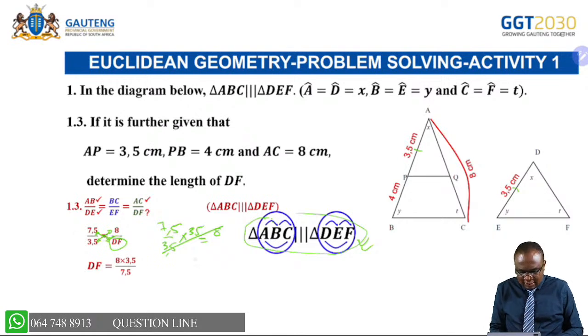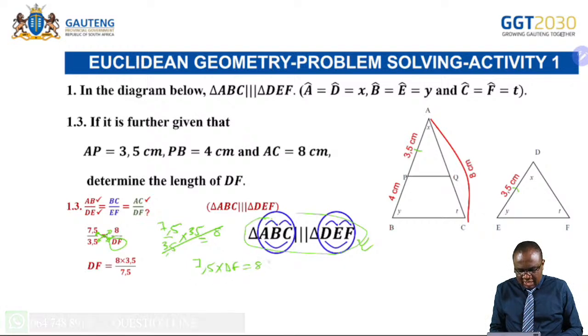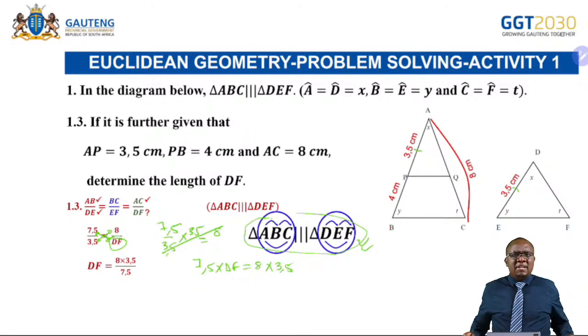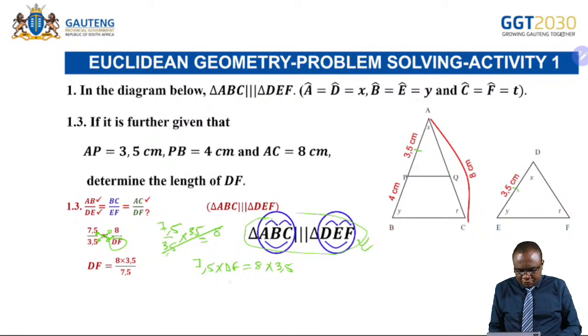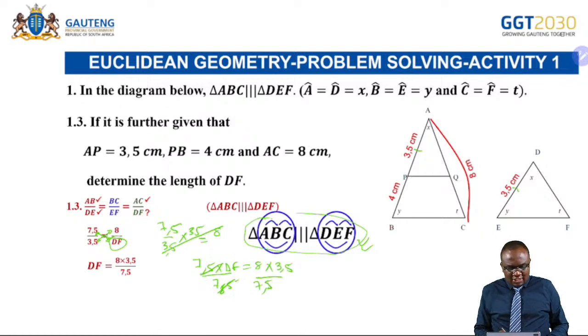You say 7,5 times DF is equal to 8 times 3,5. You know cross multiplication, you can do that. And then we divide by 7,5 on both sides. 7,5 divided by 7,5 gives 1, then you remain with DF is equal to 8 times 3,5 divided by 7,5, which is this.